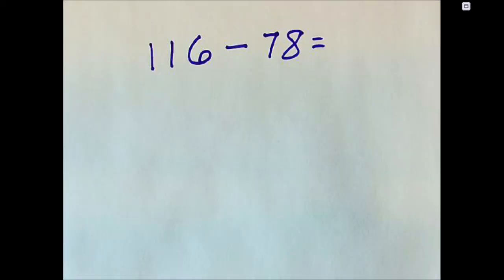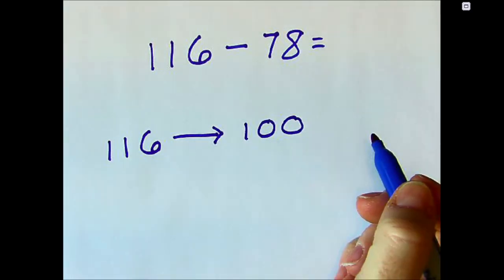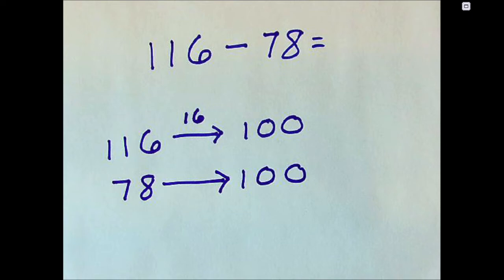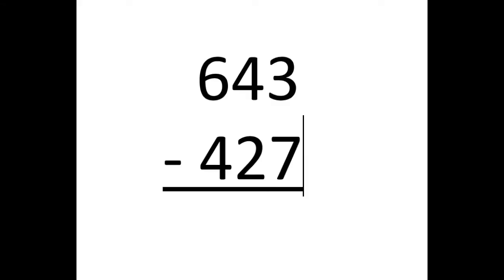Here's another problem, and why don't you pause the video and try this one yourself, and then come back and see how I solve it and compare the 2 strategies. So I chose my number as 100 in between. So 116 to 100 is 16, and 78 to 100 is 22, putting that together for a difference of 38. Here's another one to try for practice.